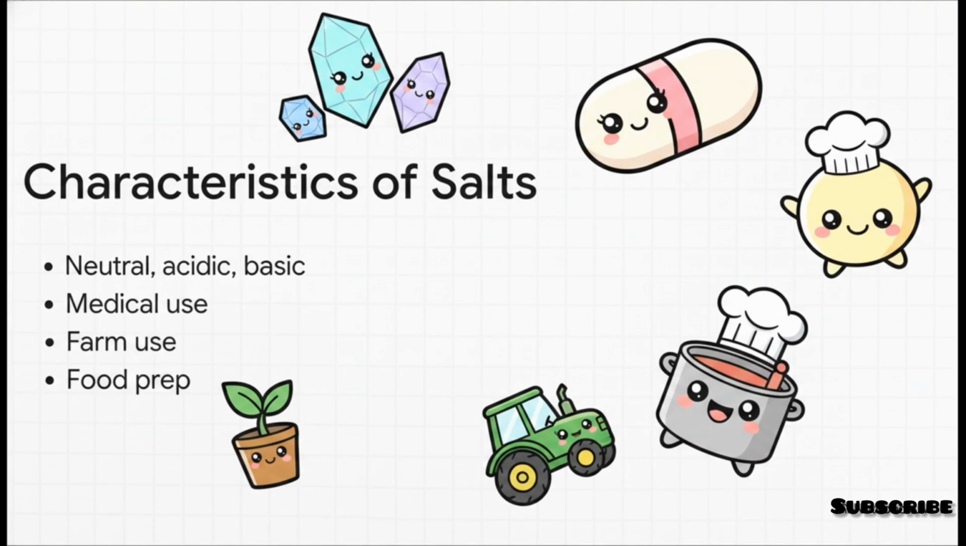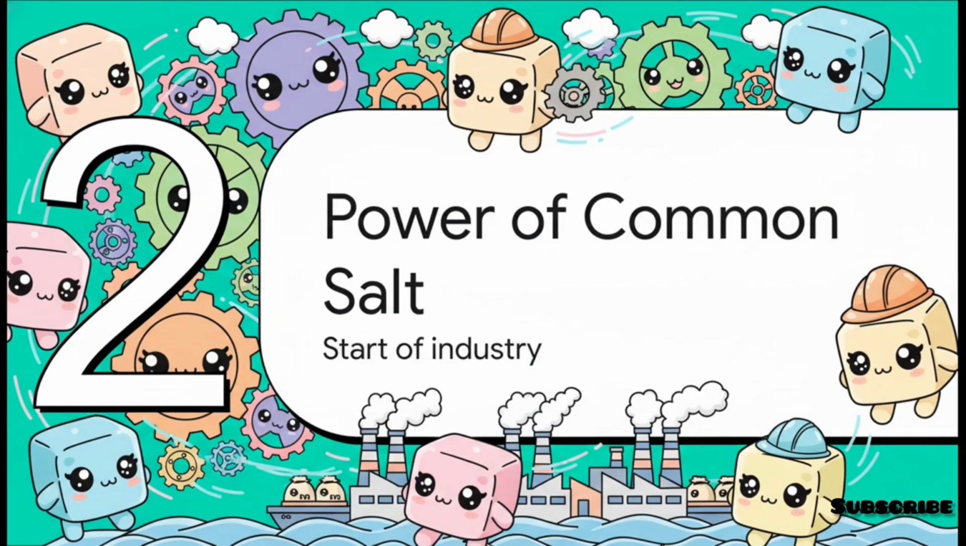Because of this process, salts are definitely not a one-size-fits-all kind of deal. Depending on the strength of that parent acid or base, salts can actually be neutral, acidic, or basic. They come in an incredible array of different colors and boast vastly different properties. This massive versatility is exactly why they power so many diverse industries, showing up everywhere from medicines and agriculture to construction materials and, of course, food preparation. Moving right along to Section 2, the power of common salt, the starting point of industry.